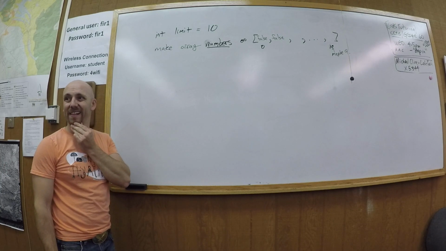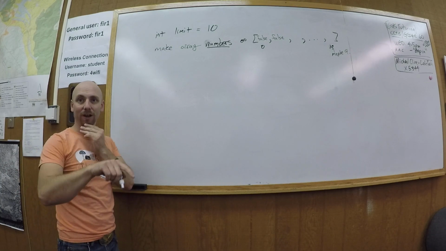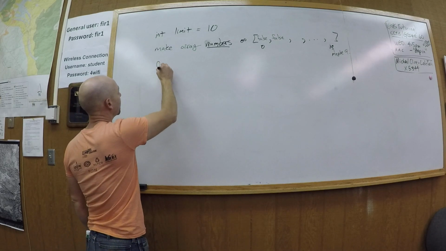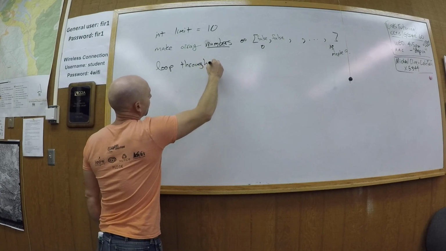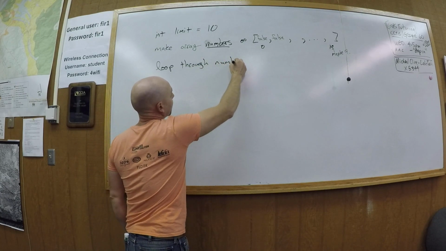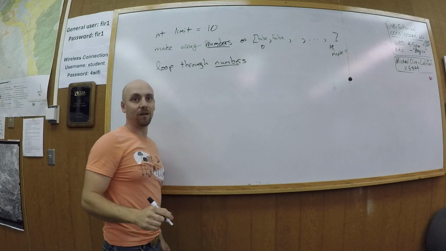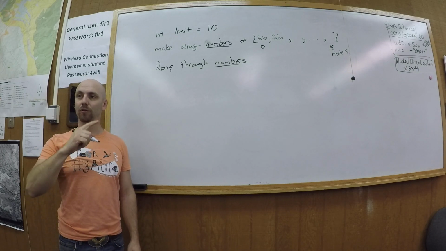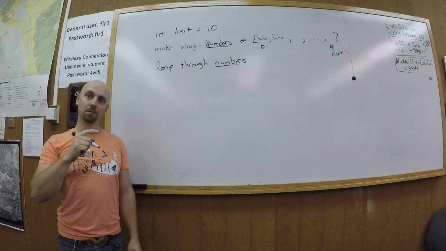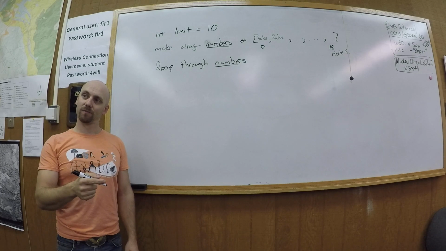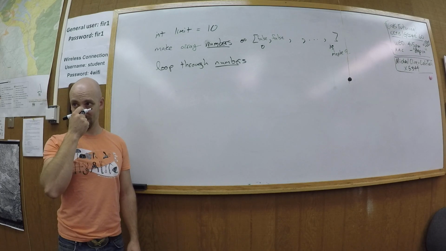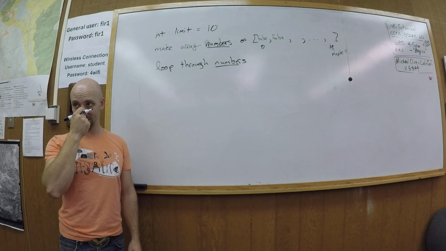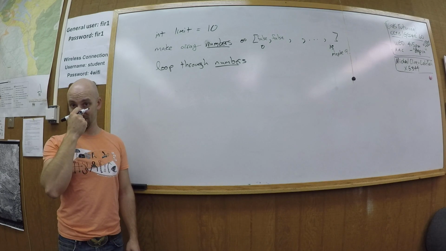Do a for loop off of there. Yeah, I'm definitely going to need some kind of loop through the array. Loop through numbers. So I'm going to loop through that array. And at each step, what do I want to do? Set the value of i.